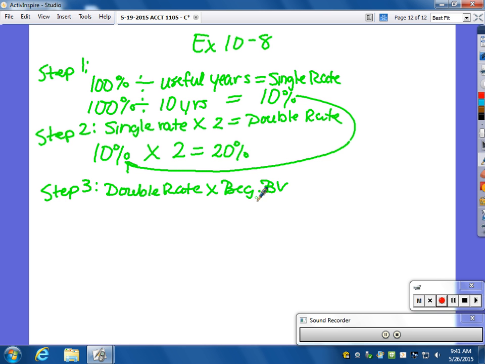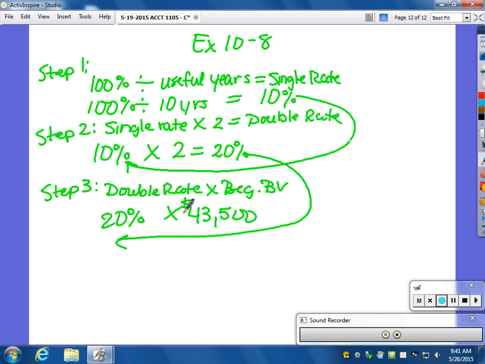And then we're going to take our double rate and multiply that by what? 43,500, which gives us what? 8,700. And we're still not done there because that's the first year, right? 8,700 is the first year depreciation. What about the second year? What do we do to get the second year?